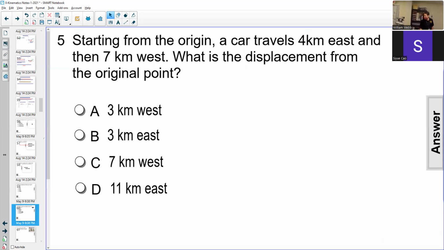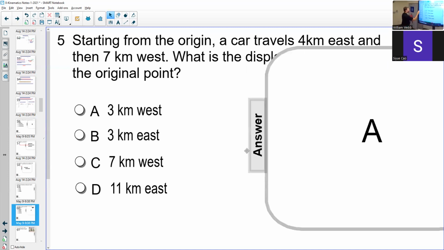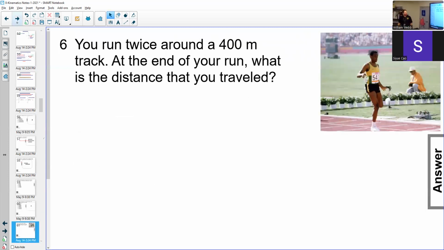Eddie? Sorry? 3 kilometers west, do we agree? Yeah. Everybody confident? Yeah. All right, good job. All right, you run twice around a 400-meter track. At the end of your run, what is the distance you traveled? 800. Say it out loud.